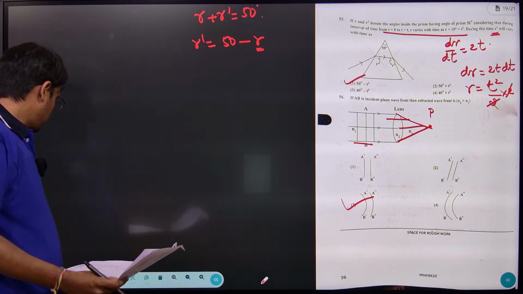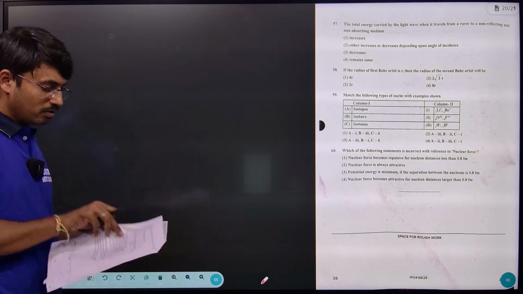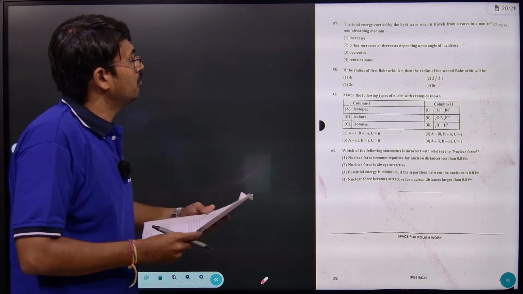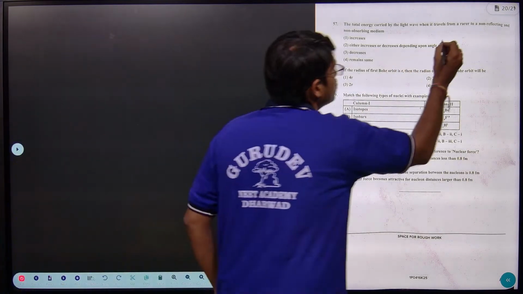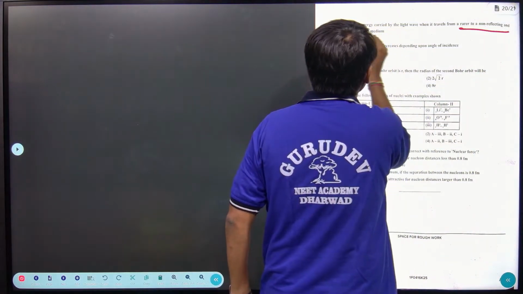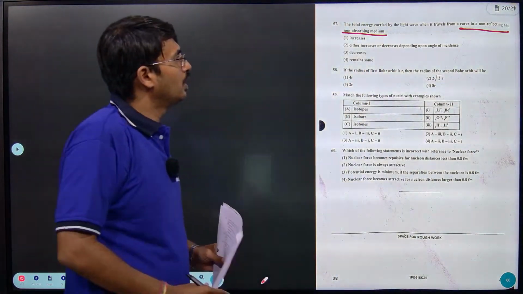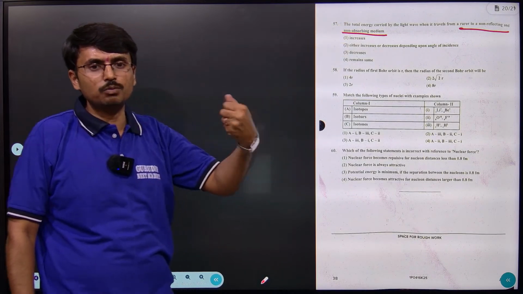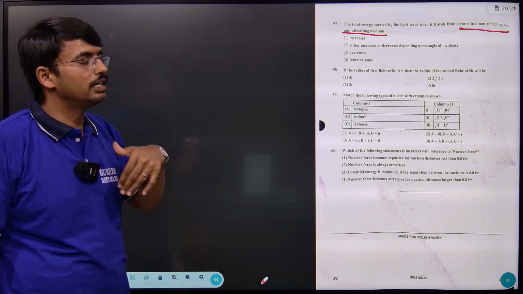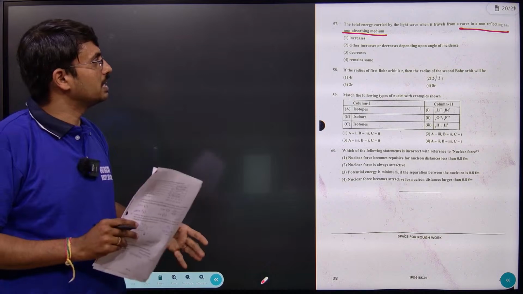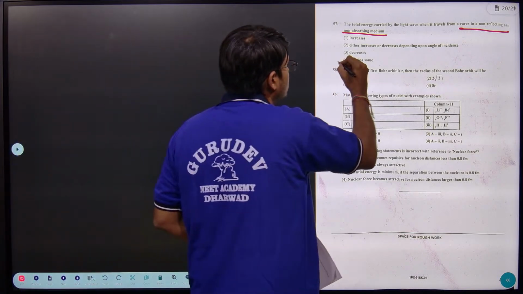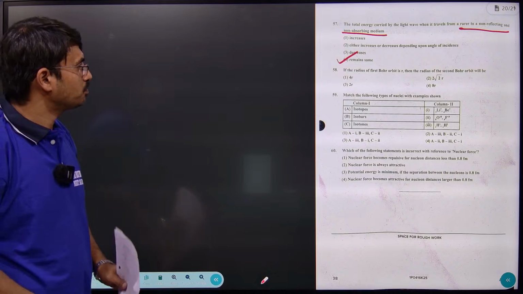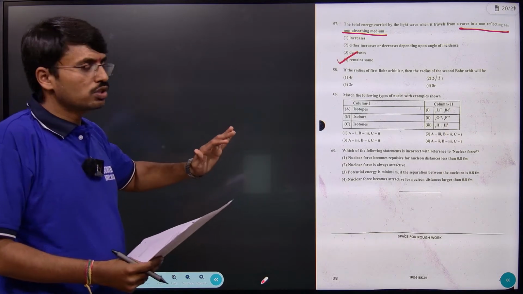Okay, next. The next one is total energy carried by light wave when it travels from rarer to non-reflecting, non-absorbing medium. Whenever it is non-absorbing, that means its energy remains the same. If its energy remains the same, we can straight away take the fourth option as the right answer here. And these are very simple questions now.